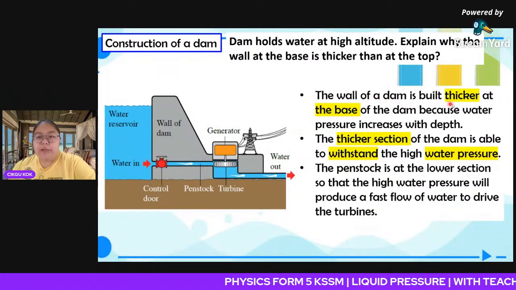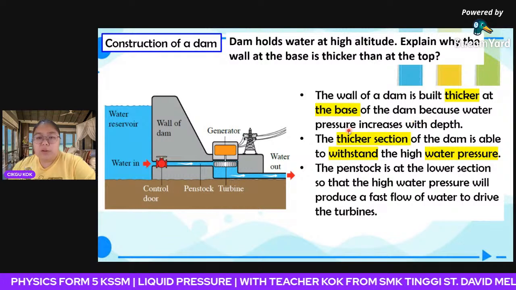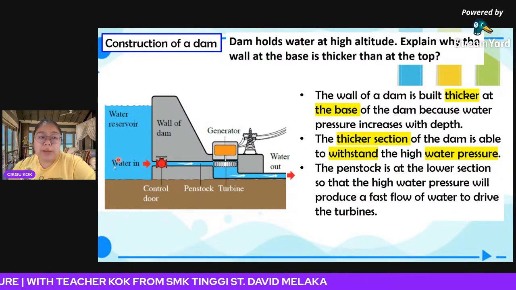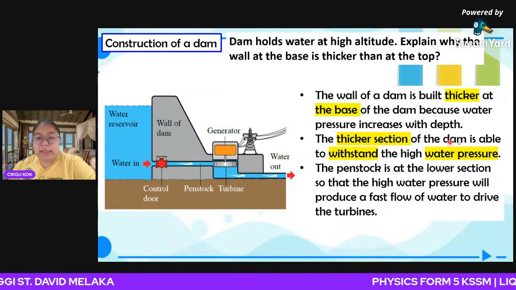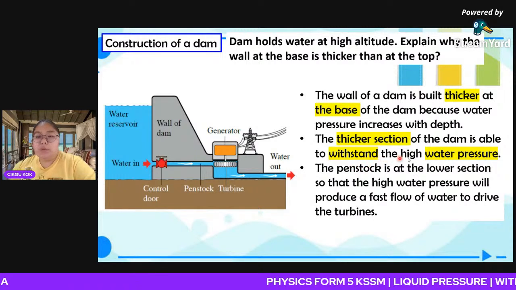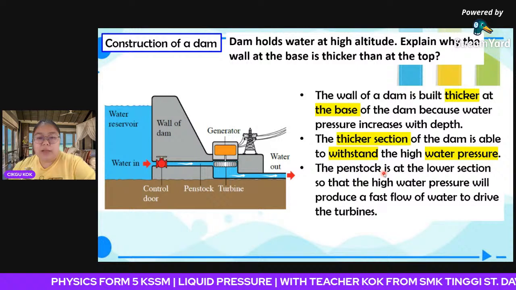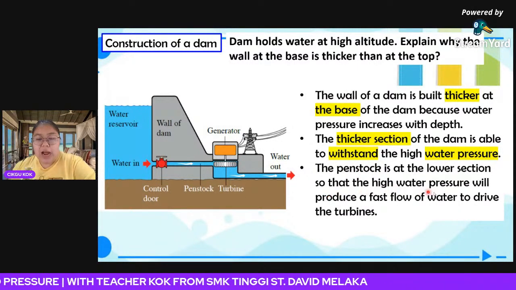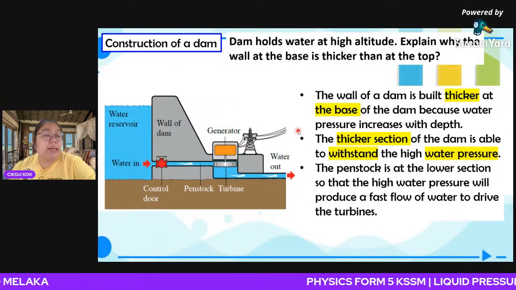The wall of the dam is built thicker at the base because the water pressure increases with the depth. When the depth increases, the base must have the highest pressure. So the thicker section of the dam is able to withstand the high water pressure. You can see the penstock, a tube at the lower section, so that the high water pressure produces a fast flow of water to drive the turbine. Later the turbine turns to generate electricity.